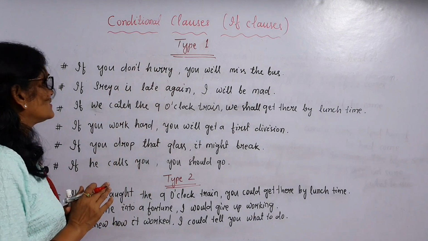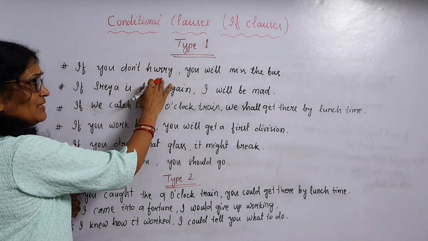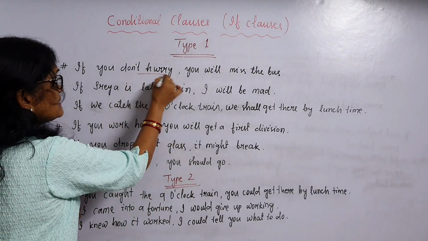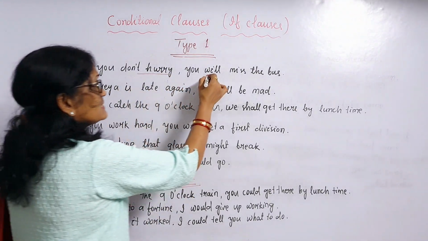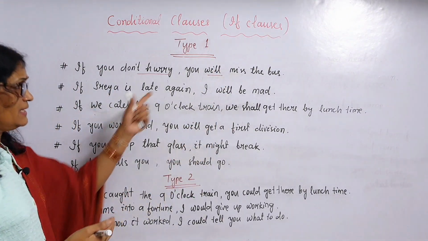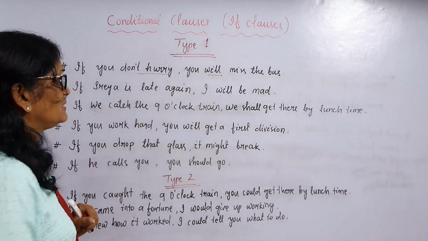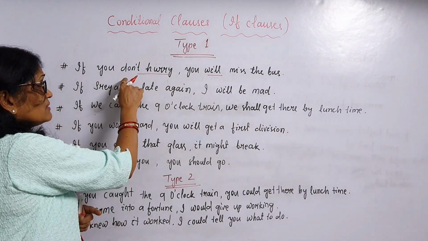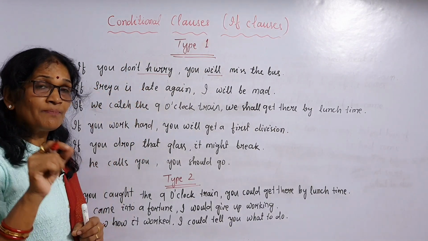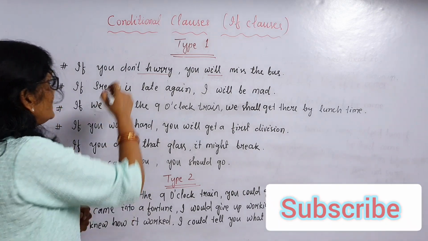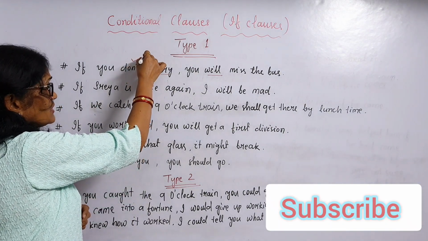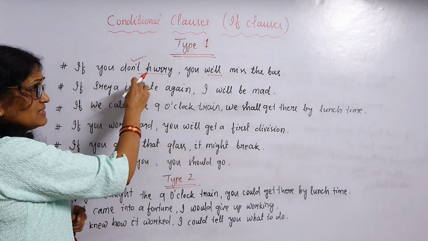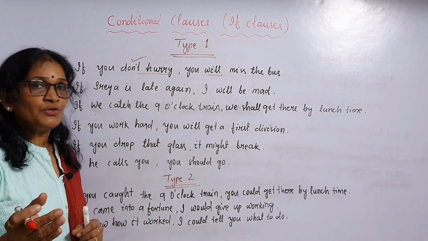Type 1 conditional clause. If you don't hurry, you will miss the train. What do I use? Here I use simple present verb, and shall, will, might or any other modals you use in the main clause. Here the if clause refers to a possible future action. That means what it conditions? Here it conditions openly. What does it condition? The consequence likely to happen.